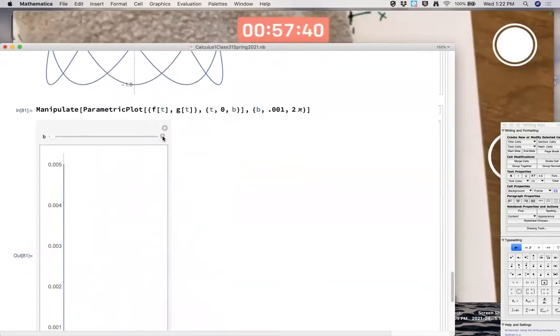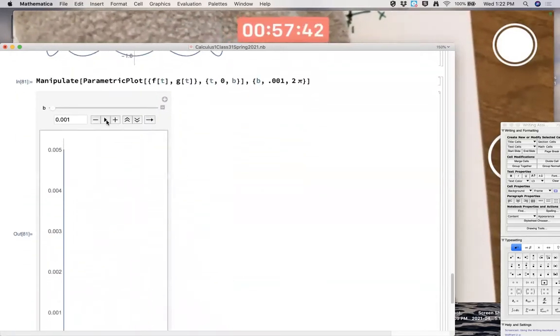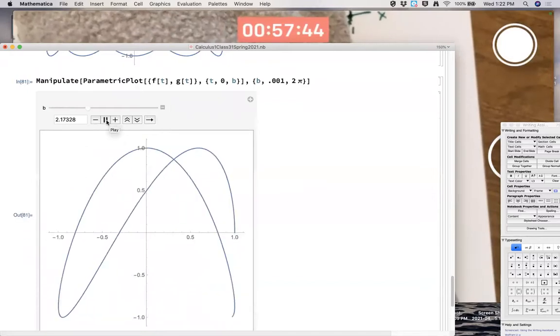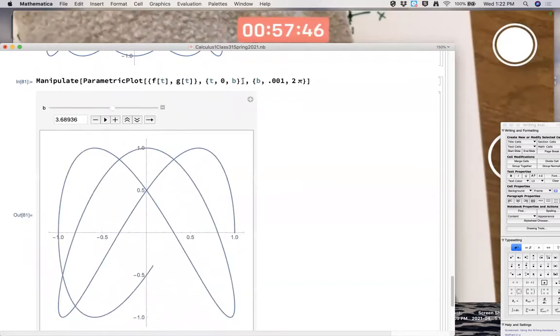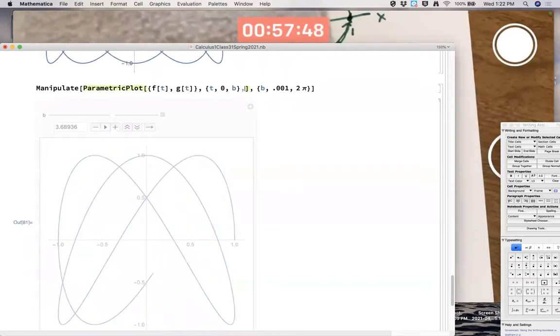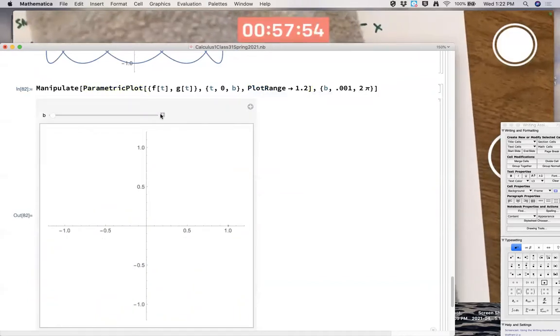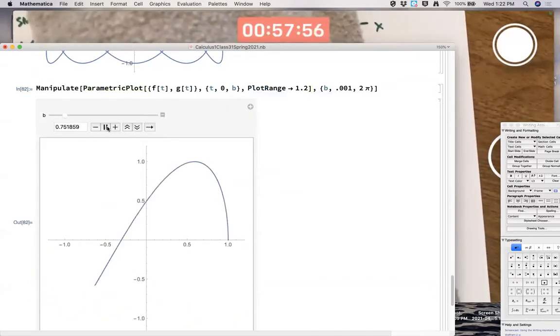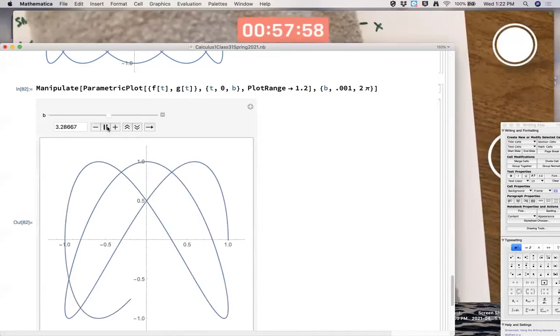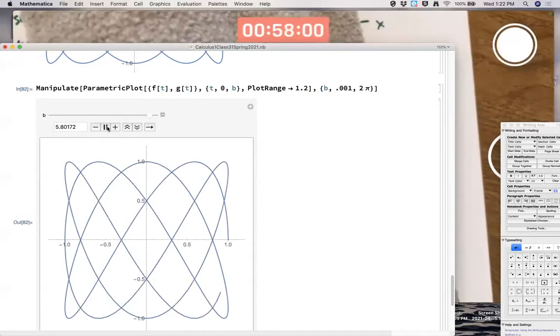Unfortunately, it doesn't pick a constant plot range, but that can be fixed. I can add in a plot range here. Like that. There we go. So there's the same Lissajous figure.